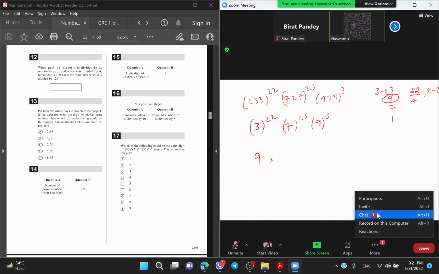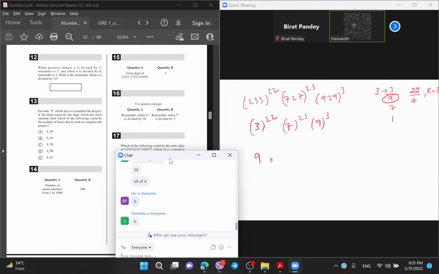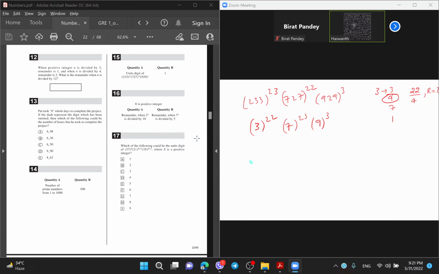7 power 23. 7 power, I think I wrote this power. I hope you know the question, looking at these questions and this table. Yeah, I got it. 3 power 23 into 7 power 22.